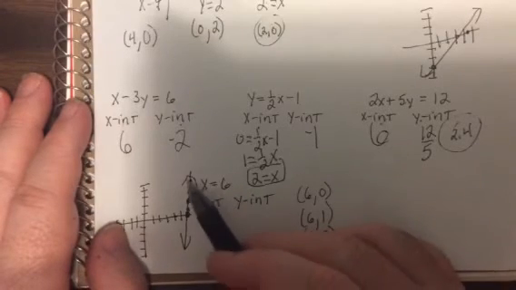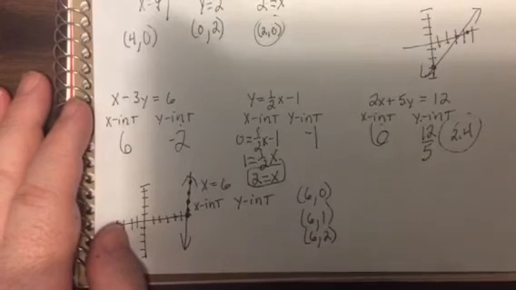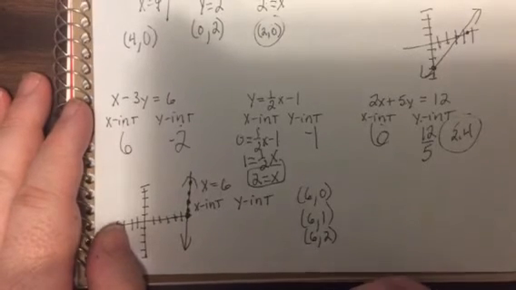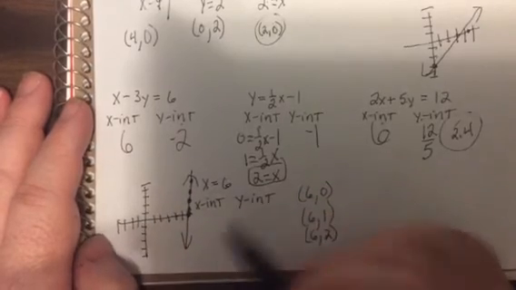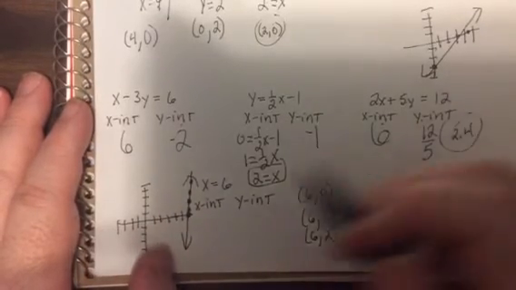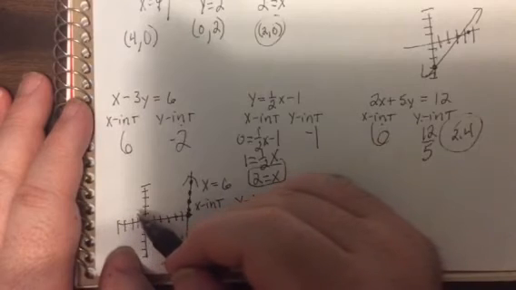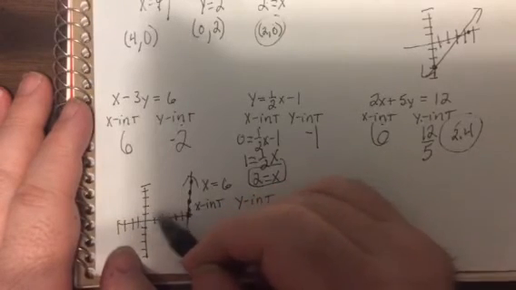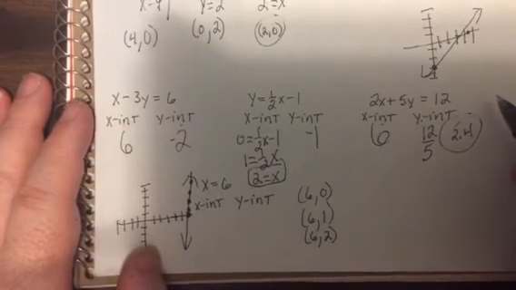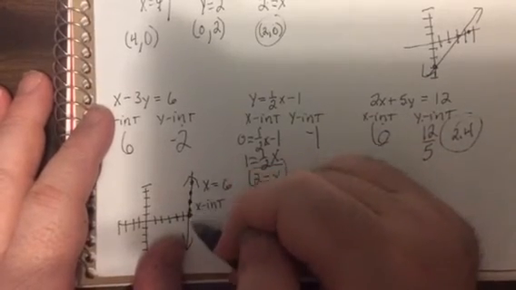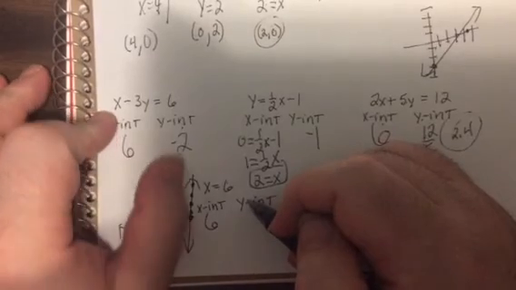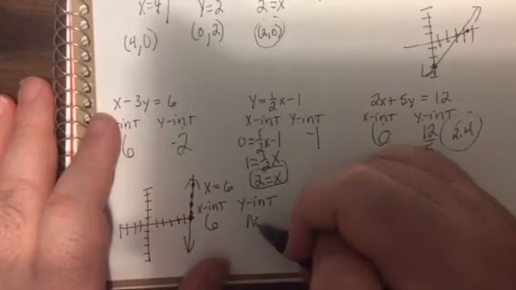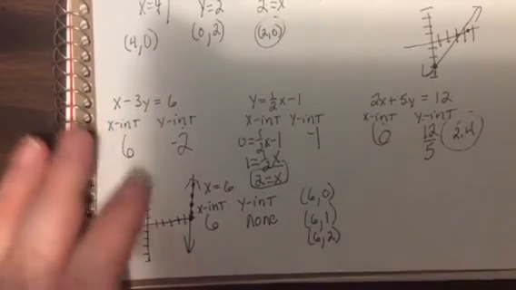So x equals number is vertical. What do you think y equals number is? Good job. That's right, horizontal, because you're going up or down that amount and just staying there. So if I said y equals 1, there we would. 1, 1, 2, 1, 3, 1. There we go. So anyways, the x-intercept would be 6. But the y-intercept, this is the tricky part, it never touches, so it would be none.